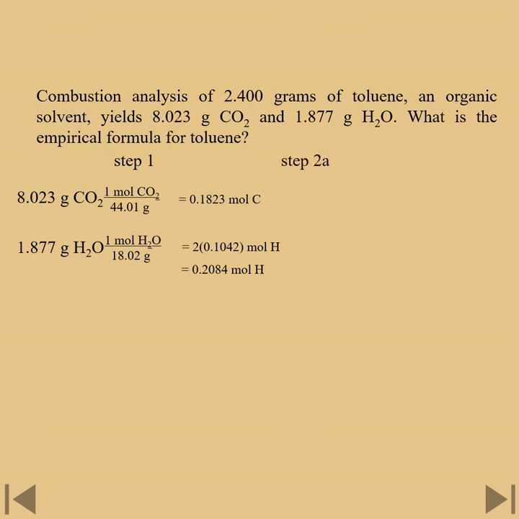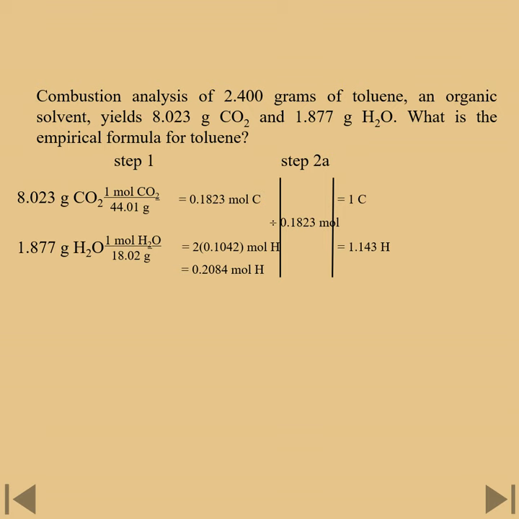Now our normal step 2a, we're going to divide both by the smaller number. So we divide by the 0.1823 moles to get 1 carbon. And 1.143 hydrogen. Shall I just say that's pretty close to 1? Well, that's 14% off of 1. So I want to identify what type of fraction that is. Many of your calculators, and you may know how to use yours, you can put that on your calculator and determine what fraction it is.